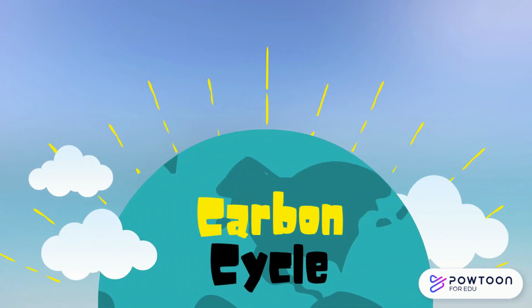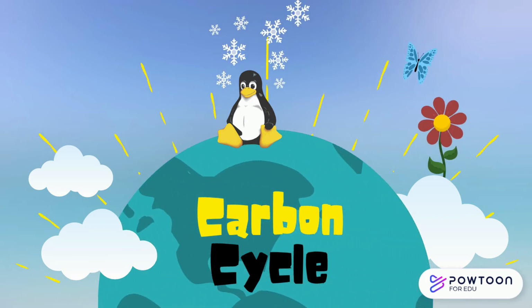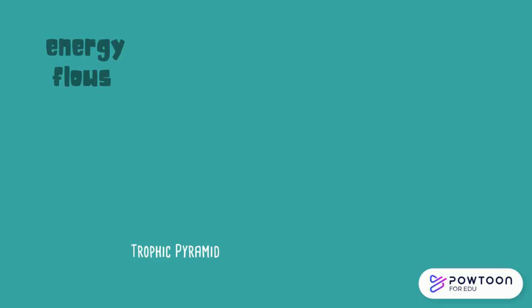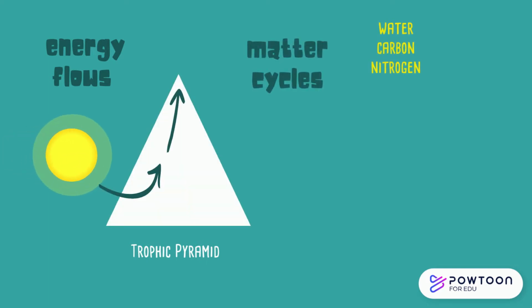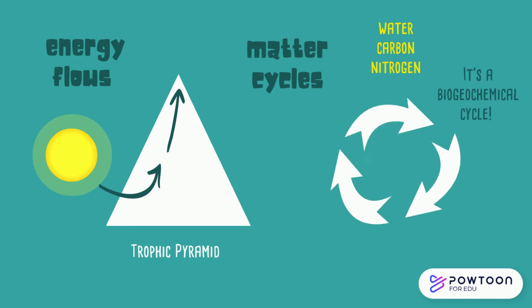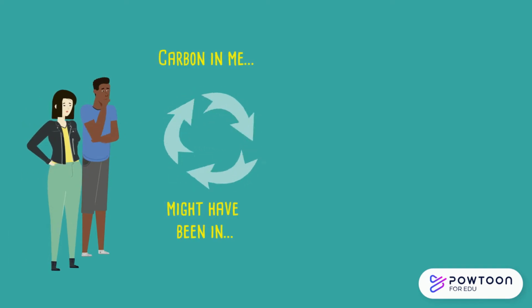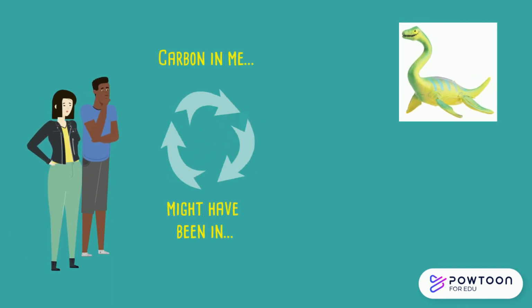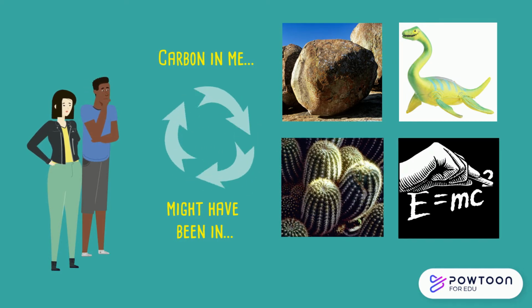The carbon cycle. Living things rely on their environment to meet their needs. Energy flows through an ecosystem starting with the sun, while matter, like water, carbon, and nitrogen, move through living and non-living parts in a biogeochemical cycle. What this means is that the carbon in you could have once been part of a dinosaur, a boulder, a cactus, or even Albert Einstein.